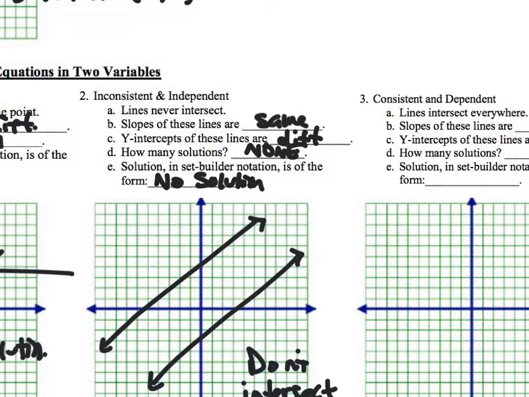Or we would write what's called the empty set. You can do the 0 with a little line through it. But I just write no solution. That's all I really care about.